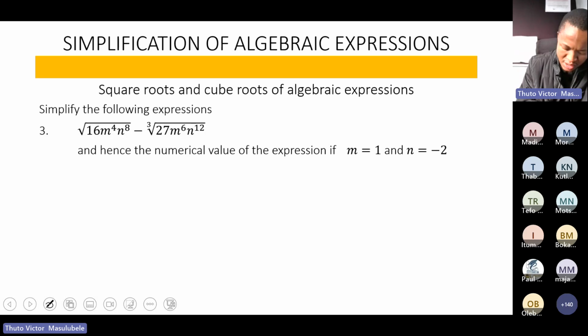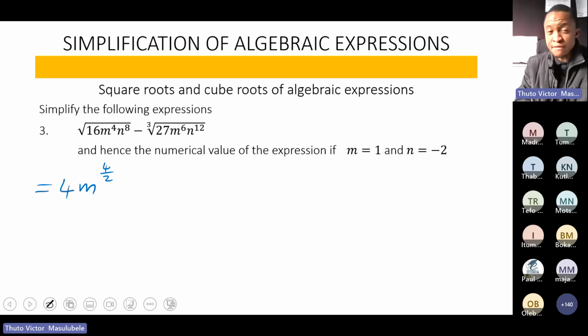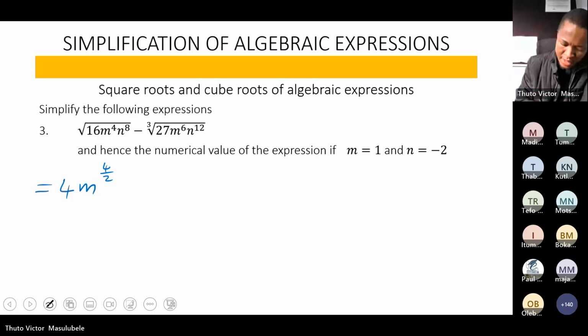So the square root of 16 will give us here 4. The square root of m to the power of 4: what you do, you'll have the 4 divided by 2. Where does the 2 come from? It comes from the square root. Remember, it's called a square root, so it's the inverse operation of a square. And then the square root of n to the power of 8 will be n to the power of 8 divided by 2. So it's simply dividing the exponent of our variables with the inverse operation or the square root function.